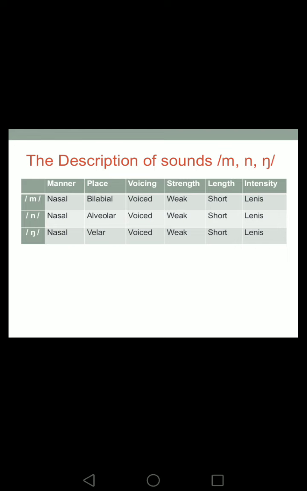All sounds are voiced. All nasal sounds are voiced because there is vibration between the vocal cords when you produce them. And because they are voiced, all of them are weak, they are short, and they are lenis. It means that you exert less effort to produce them, and the muscles are relaxed when you produce them, to be compared with voiceless sounds.